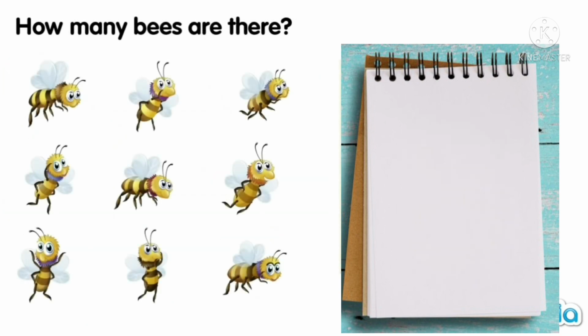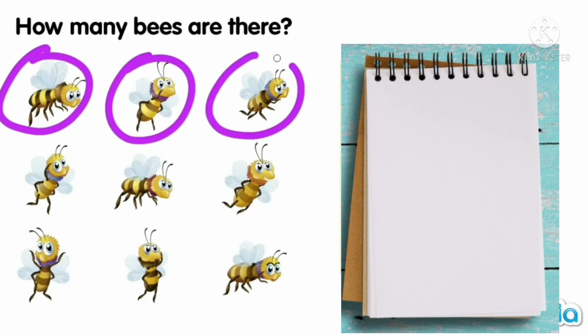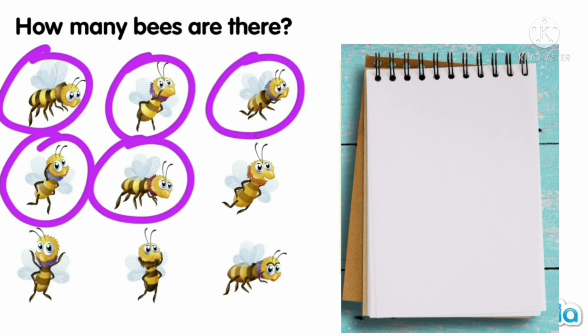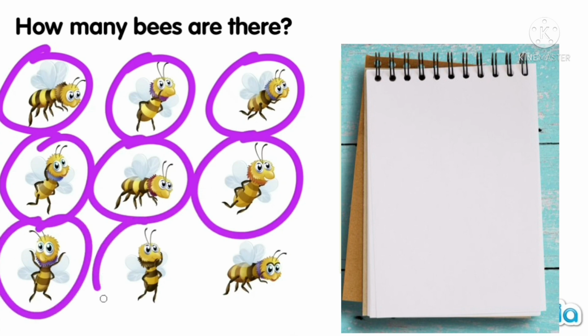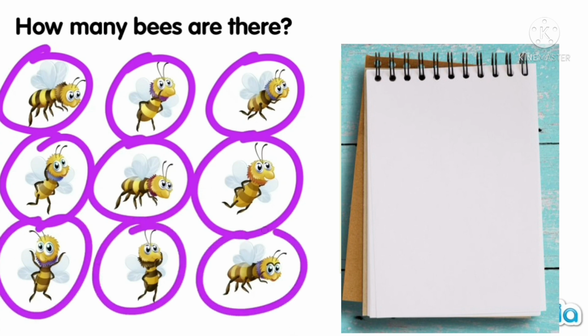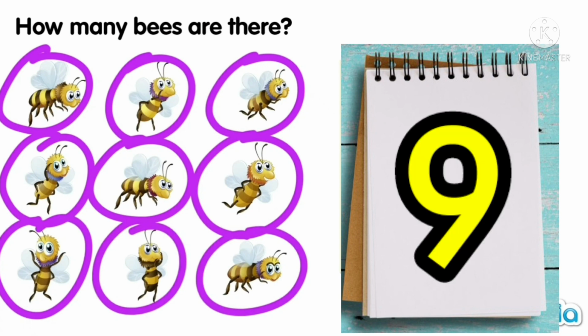How many bees are there? 1, 2, 3, 4, 5, 6, 7, 8, 9. There are 9 bees. 9.